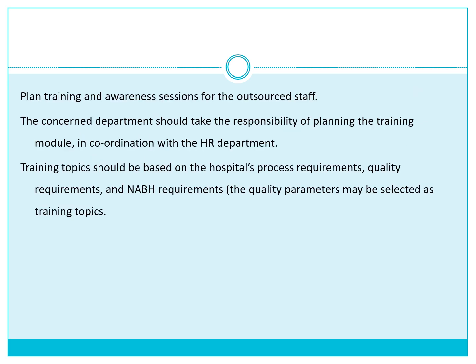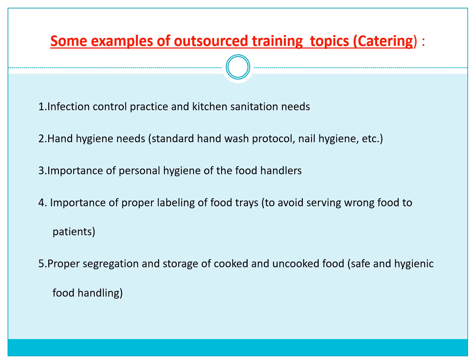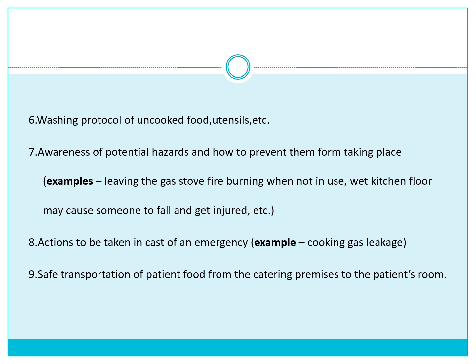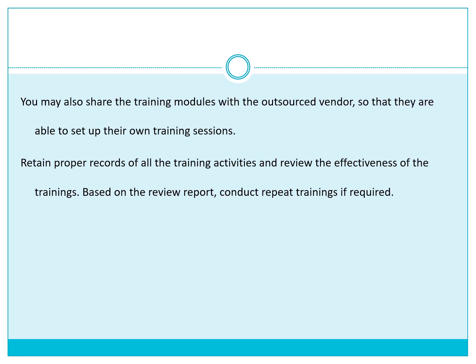Plan training and awareness sessions for the outsourced staff. The training topics will be based on the hospital requirements. Some examples of training topics include infection control practices, hand hygiene, personal protective equipment, proper labeling of food trays, washing protocols, and actions to be taken in case of emergencies. We may also share the training models with the outsourced vendor. Maintain proper records for all the training activities.